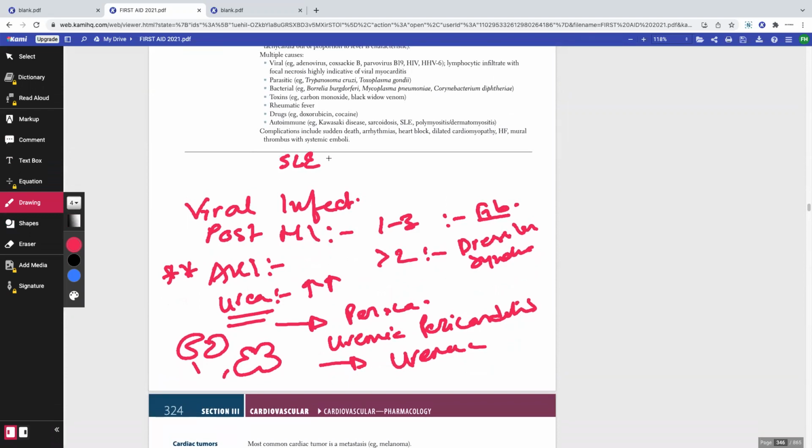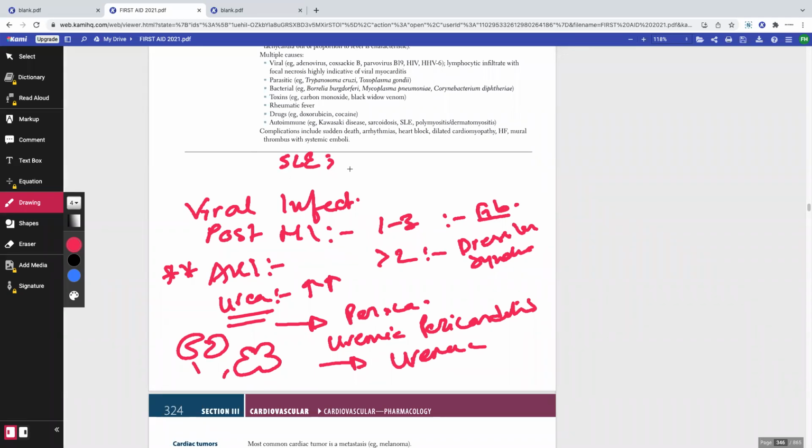Next one is, can we have pericarditis with an underlying disorder or a chronic condition such as SLE? What is SLE? Does anyone know what SLE is? Please write yes or no. If you do not know what SLE is, please write no. Yes, okay. We have 3 physicians who know what SLE is. So don't worry, I'm not going to ask you what SLE is. I'm not going to ask you to unmute yourself and tell me the answer. Let me just tell you what SLE is.